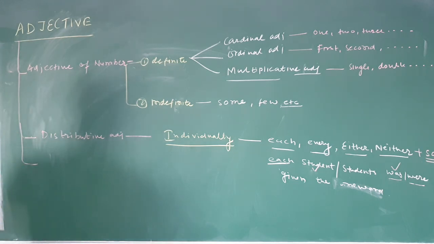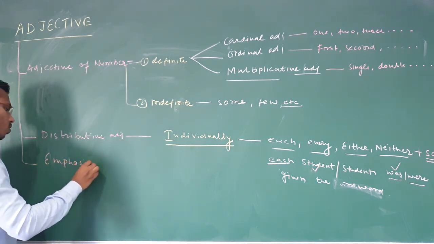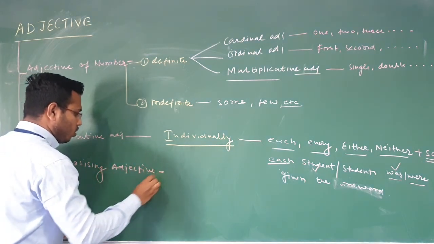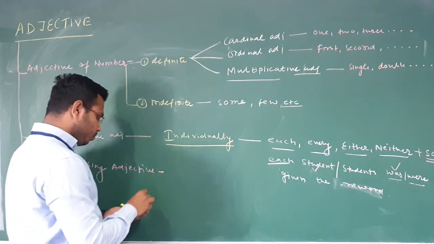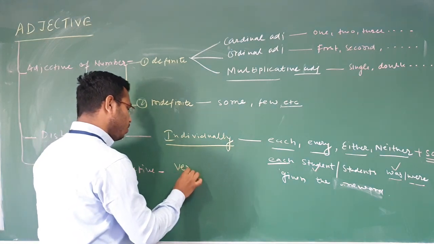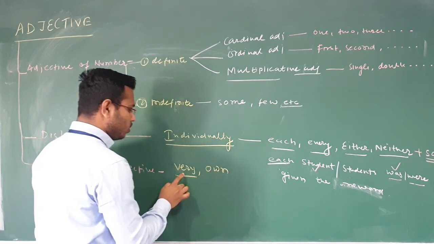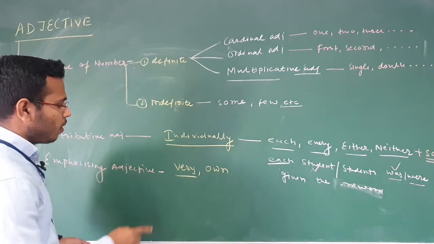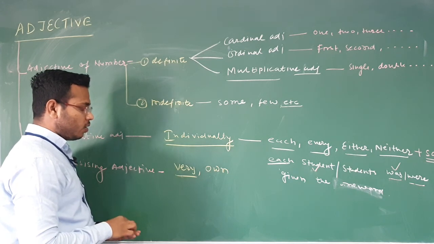Further we have one more: emphasizing adjective. Emphasizing adjective means we have two words. Number one we say very, and number two we say own. Now this is also an adverb that we will talk about when I come back to the adverb, and this is a semi adjective, you can say. Why am I saying semi adjective?